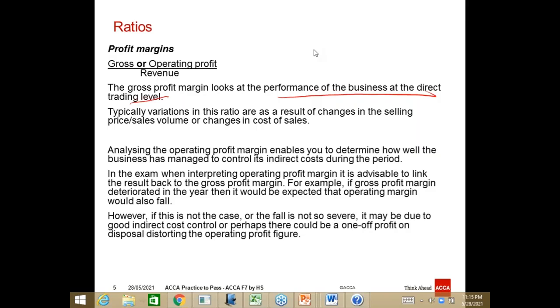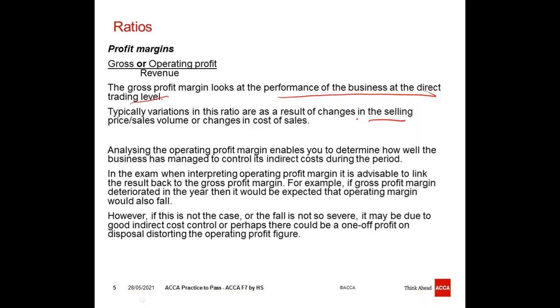Now, typical variations in the ratios are a result of a change in the selling price. If the gross profit ratio is changing, the reason could be the selling price, volume, or a change in the cost of sales. Analyzing the operating profit margin enables you to determine how well the business has managed and controlled its indirect costs. And that's the point of calculating the operating profit.